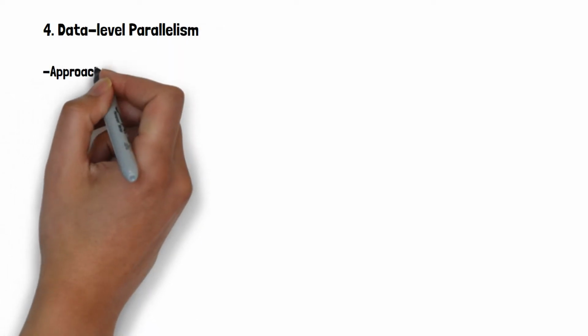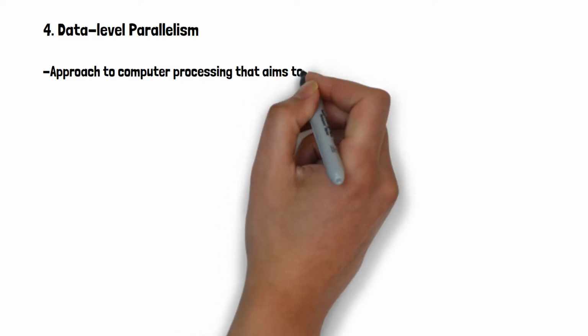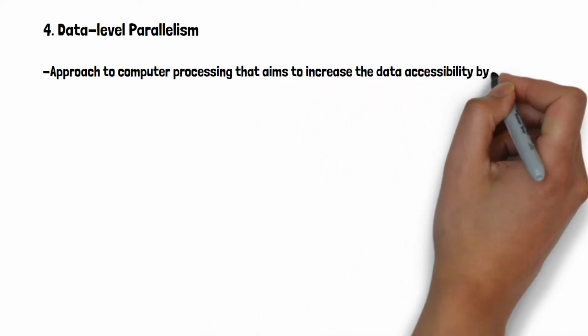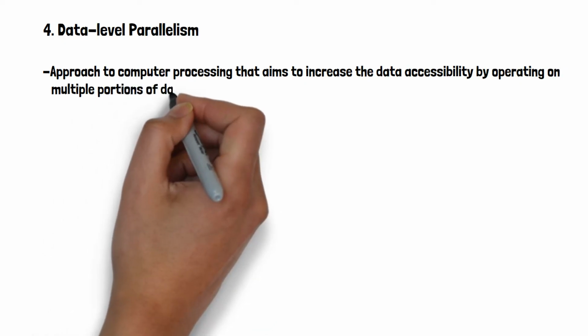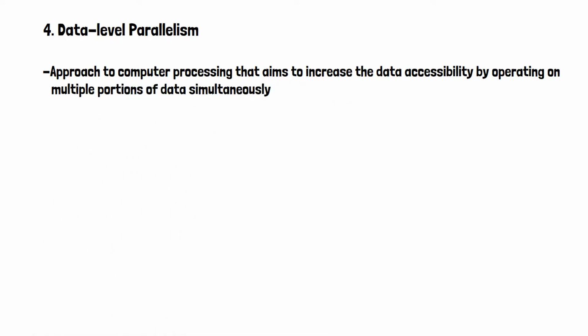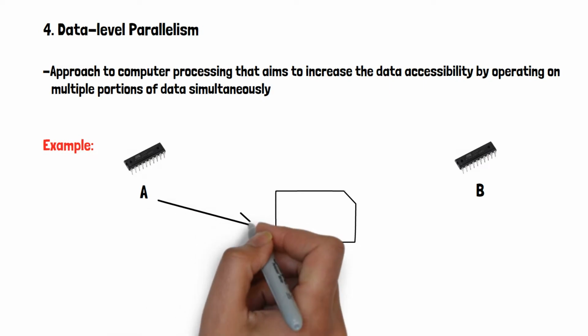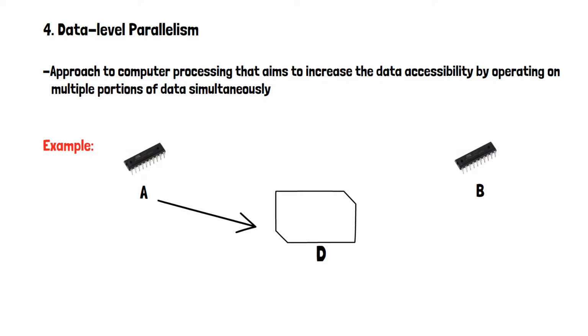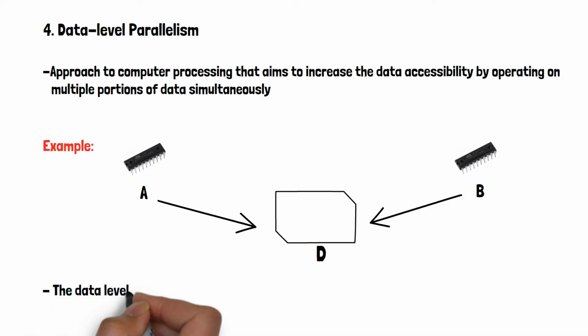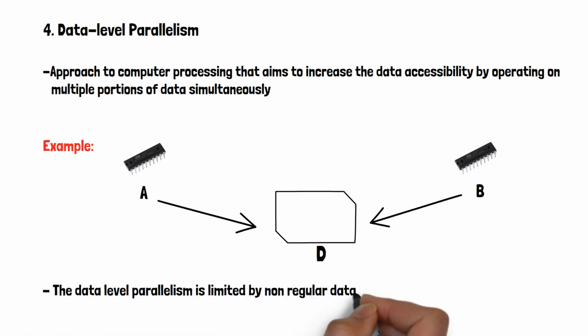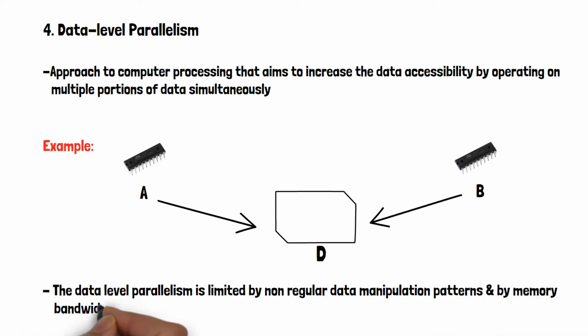It is an approach to computer processing that aims to increase data accessibility by operating on multiple portions of data simultaneously. For example, consider two CPUs A and B in a parallel environment, and let D be the dataset. Then it is possible to tell CPU A to do the task on one part of D and CPU B to do the task on another part simultaneously. Data level parallelism is limited by non-regular data manipulation patterns and by memory bandwidth.